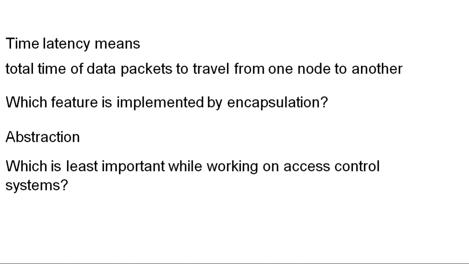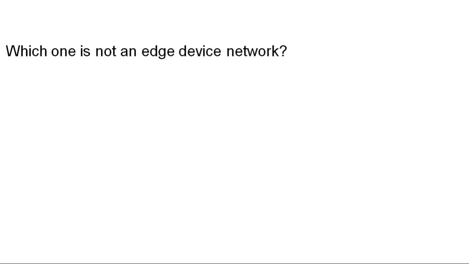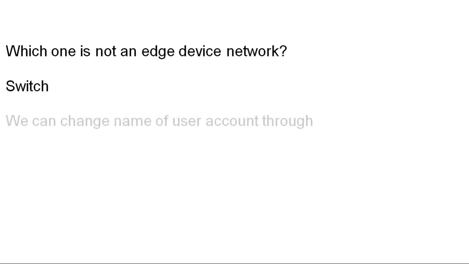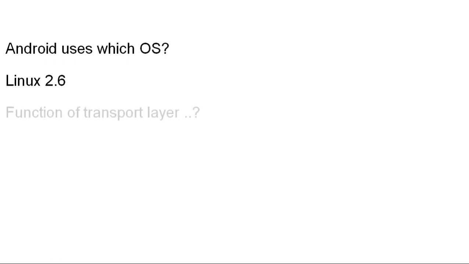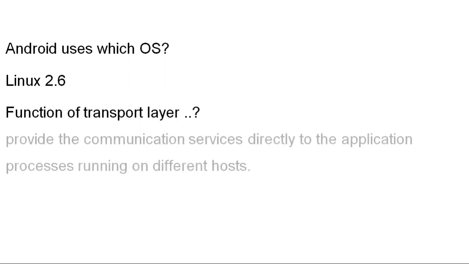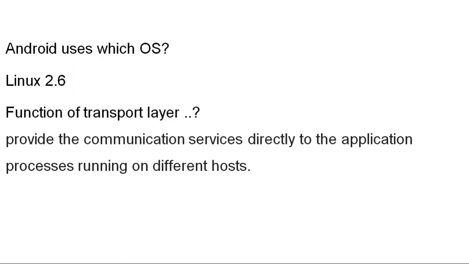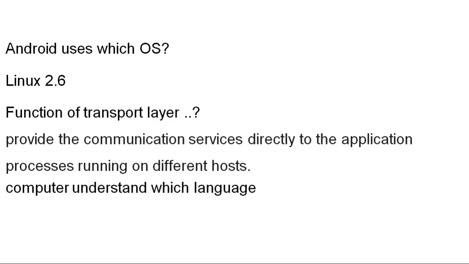Which is least important while working on access control systems? Vulnerability. Which one is not an edge network device? Switch. We can change the name of a user account through the control panel. Which of the following is not a social media app? OLX is not a social media app. Android uses which OS? Android uses Linux 2.6. Function of the transport layer: the transport layer provides communication services directly to the application processes running on different hosts. Which language does a computer understand? Computer understands machine language.